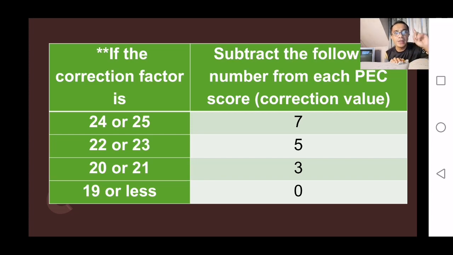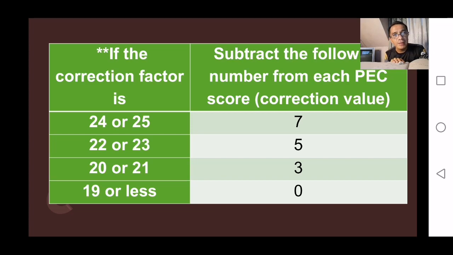Okay. So, halimbawa, ang correction factor na na-compute mo, let's say, is 21. So, kung ang na-compute mong correction factor is 21, ang gagawin mo, babalik ka dun sa bawat PEC and you will subtract 3 from each PEC. Naintindihan ba?